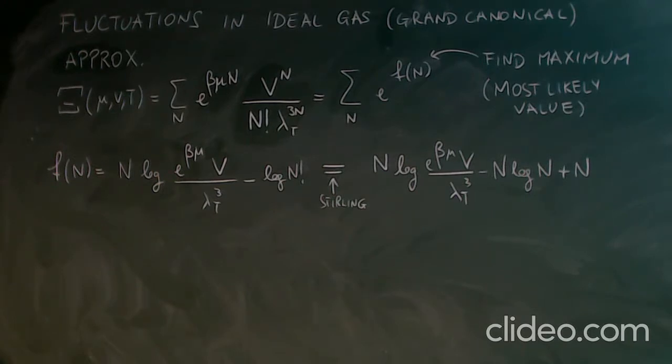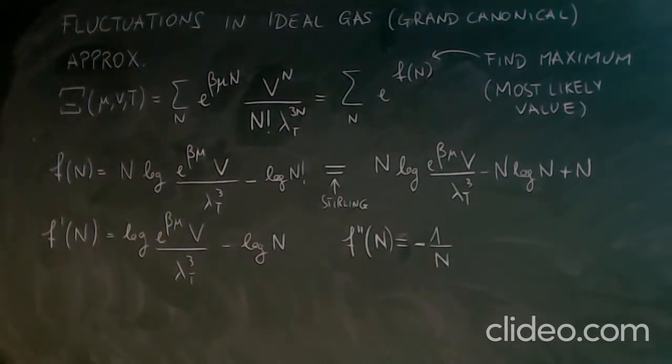In the last line, I write that f of N is N times the log of exp beta mu V divided by lambda T to the third, minus log N factorial. I use the Stirling approximation to approximate the N factorial in the usual way, since we are interested in N very large. These are the first and the second derivative of the function f of N. The second derivative is negative, it is minus 1 over N. Now I set the first derivative to 0 to find the maximum.